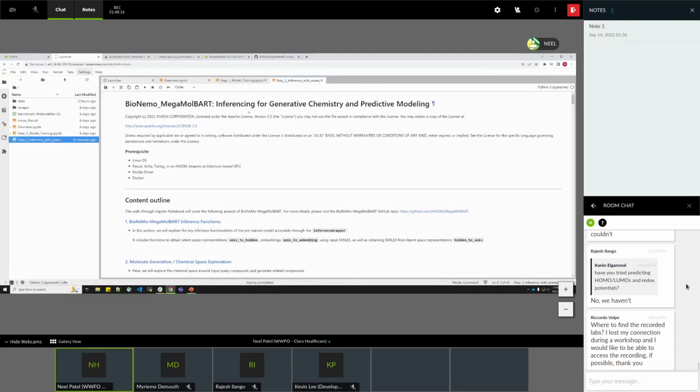So feel free to follow these steps at your own pace. We have gone through all the steps, but if you have joined later in the lab, feel free to follow those and let us know if you have any questions, either technical or around this model, in the chat, and we'll be happy to answer them.